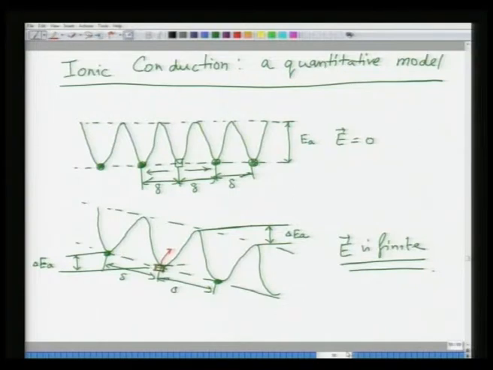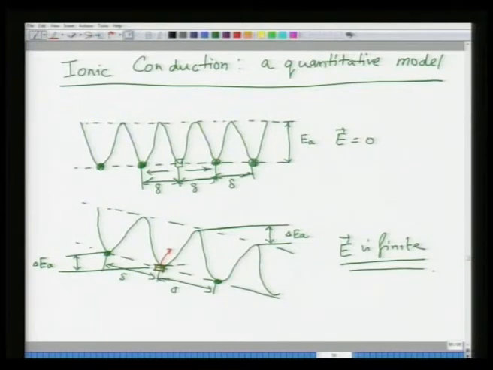The main thing that we discussed in the last lecture was ionic conduction, and we derived a quantitative model for that. You can consider these positions as regular ionic positions, and between these ionic positions you have some sites which are empty, which are nothing but vacant sites, and it is the migration of these vacant sites in either direction which gives rise to conduction. In the absence of electric field, the barrier to migration is, let us say, E A on either side, and the probability of migrating on either side is equal.